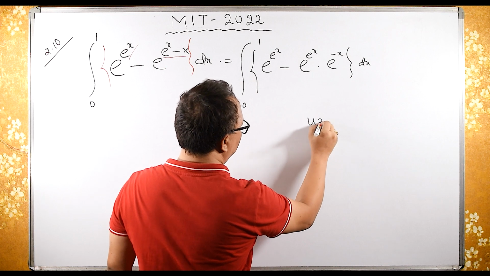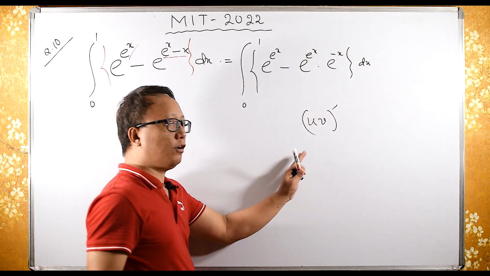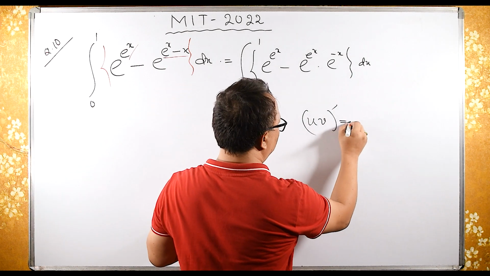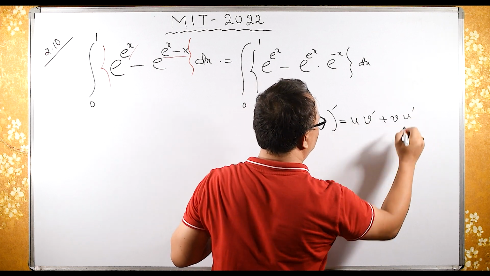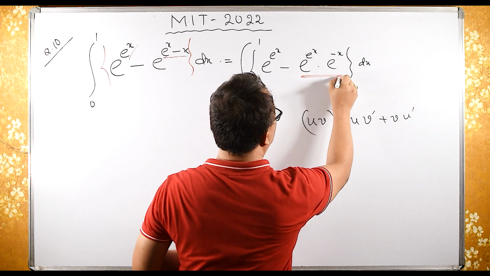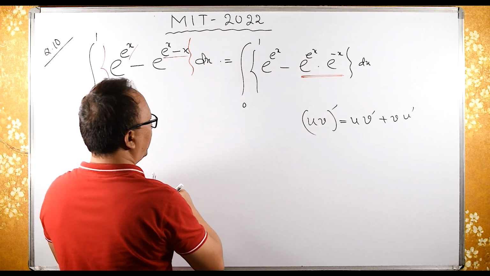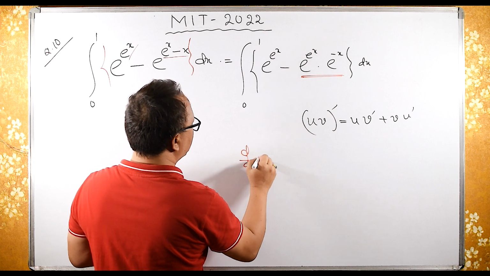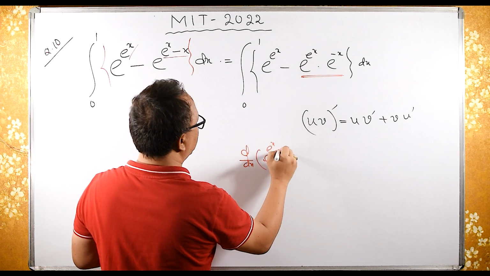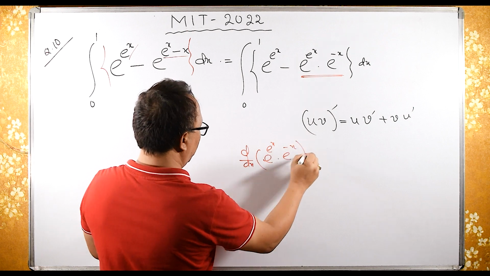What is the differentiation of u into v? Means, the product rule of differentiation is what? It is equal to u v dash plus v u dash. Let's see what comes if I differentiate this. Now if I differentiate this, let's see, what is dy dx of e raised to x into e raised to minus x?